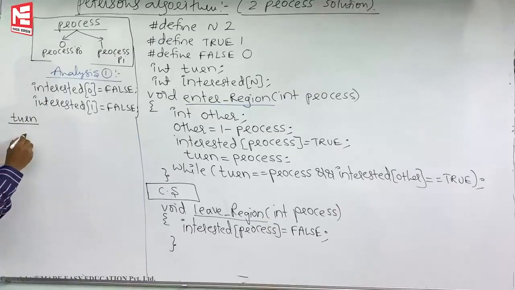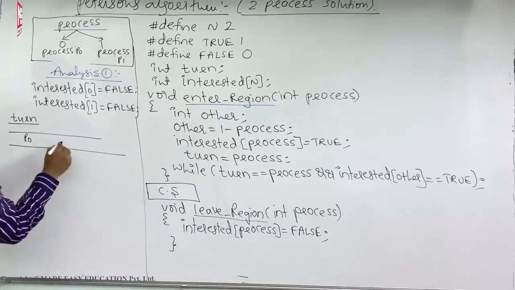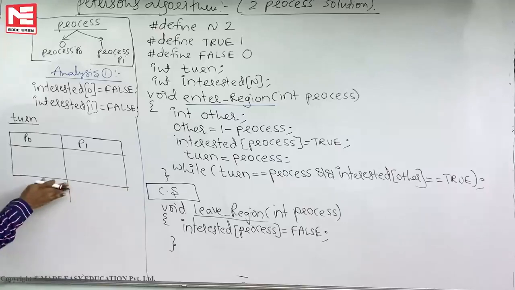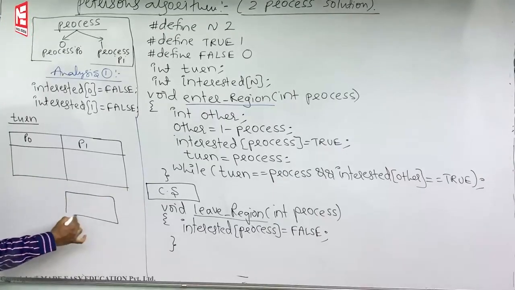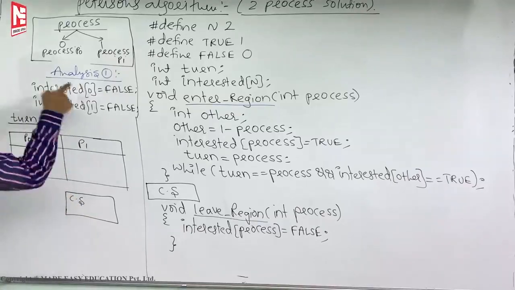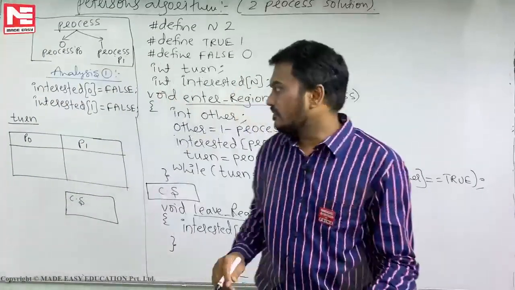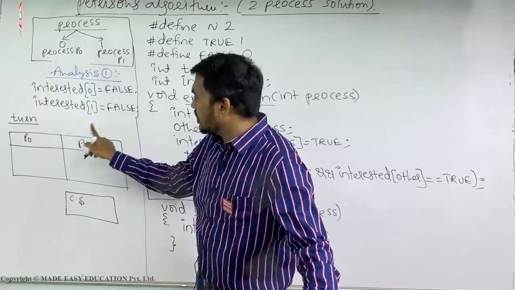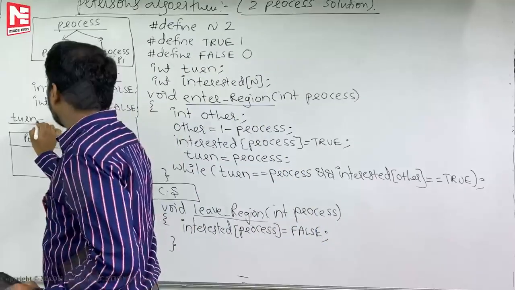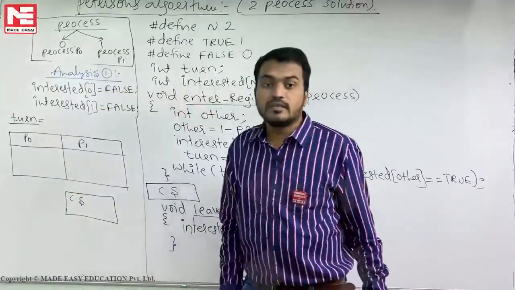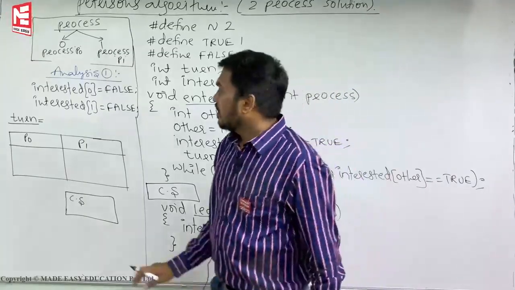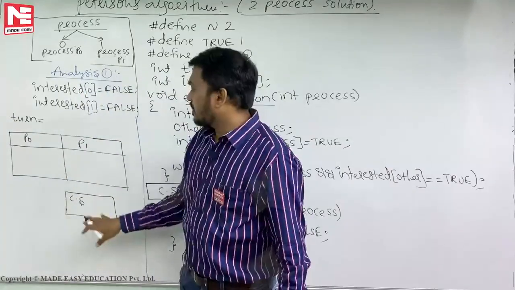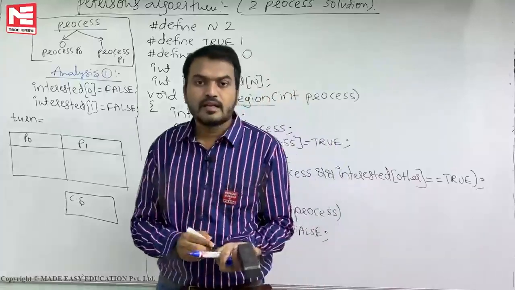Next, for P0 we are going to write this side, and for P1 we are going to write this side. And here is the critical section. Copy all this properly. In the analysis, interest of 0 is false, interest of 1 is false, initially given to you. Copy this too. There is no value in turn. Turn has to be written at the top, because turn is a shared variable. Very good. So P0 here and P1 here. Nobody is in the critical section.